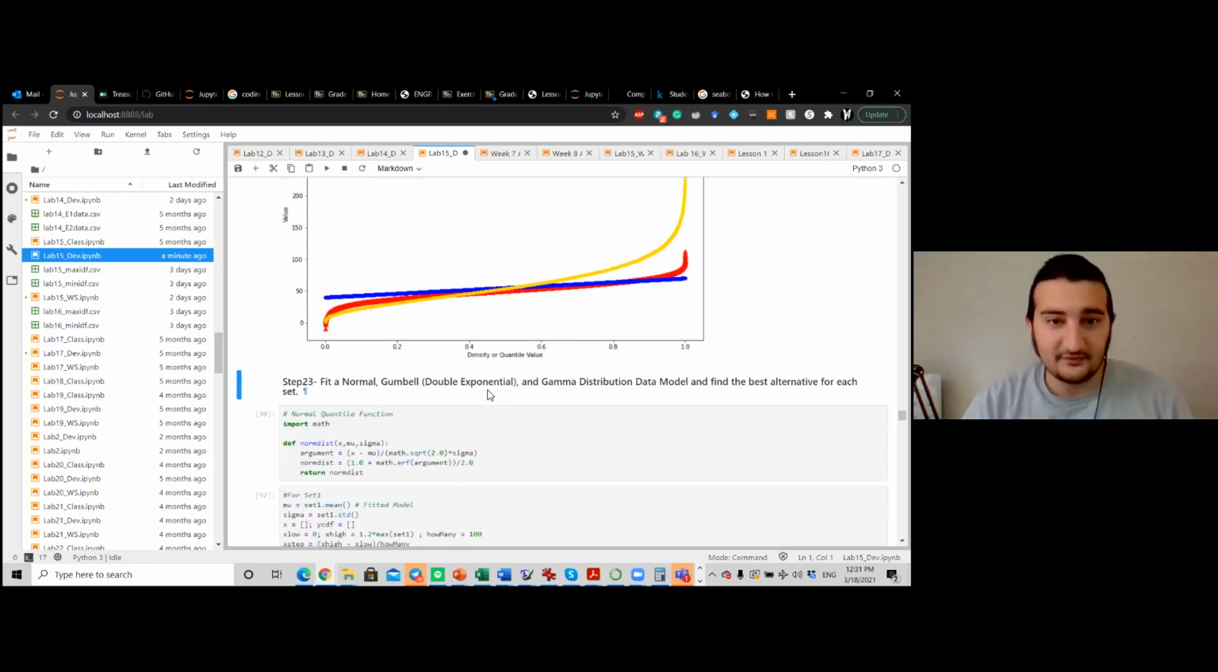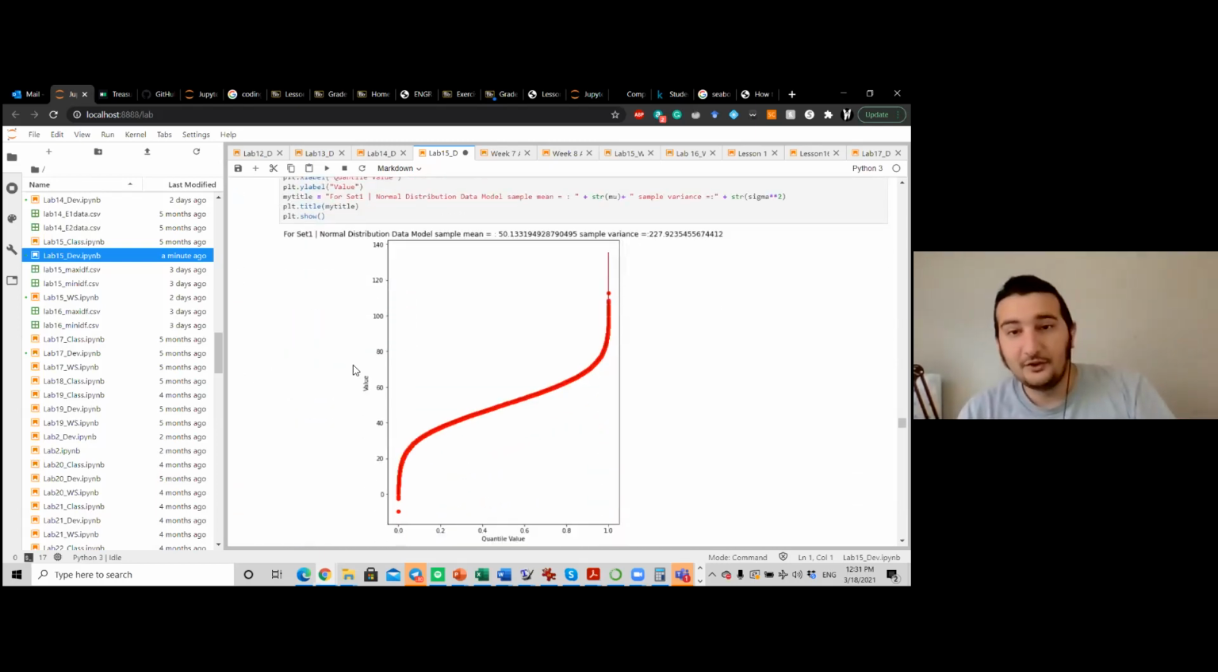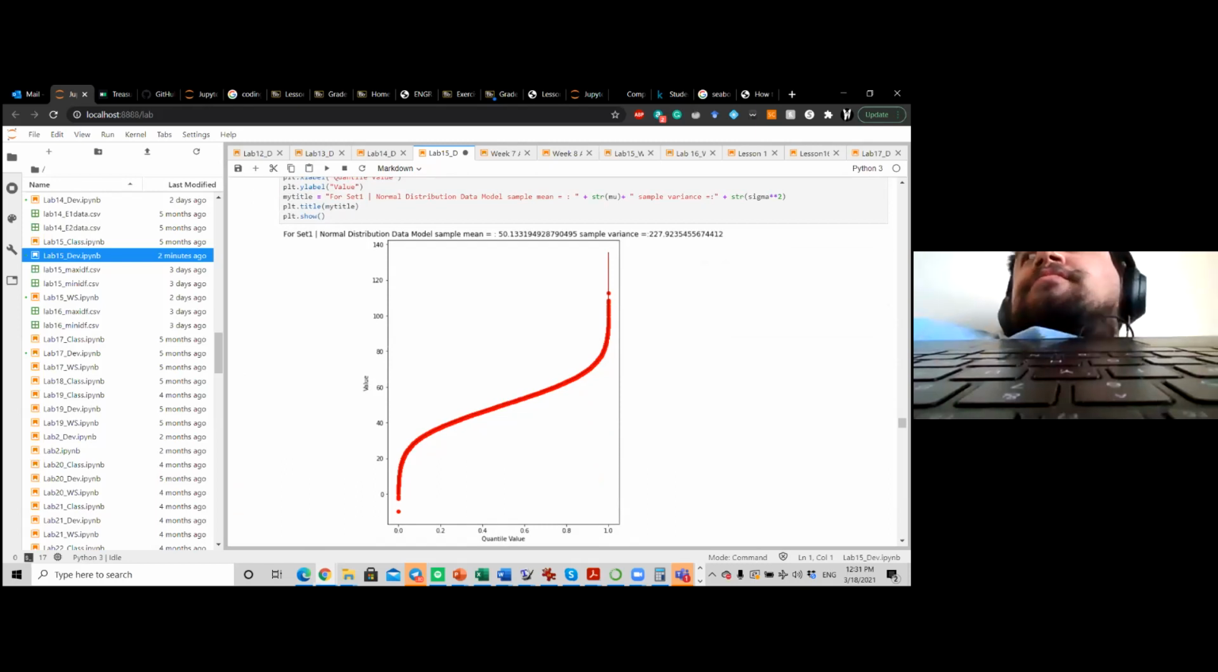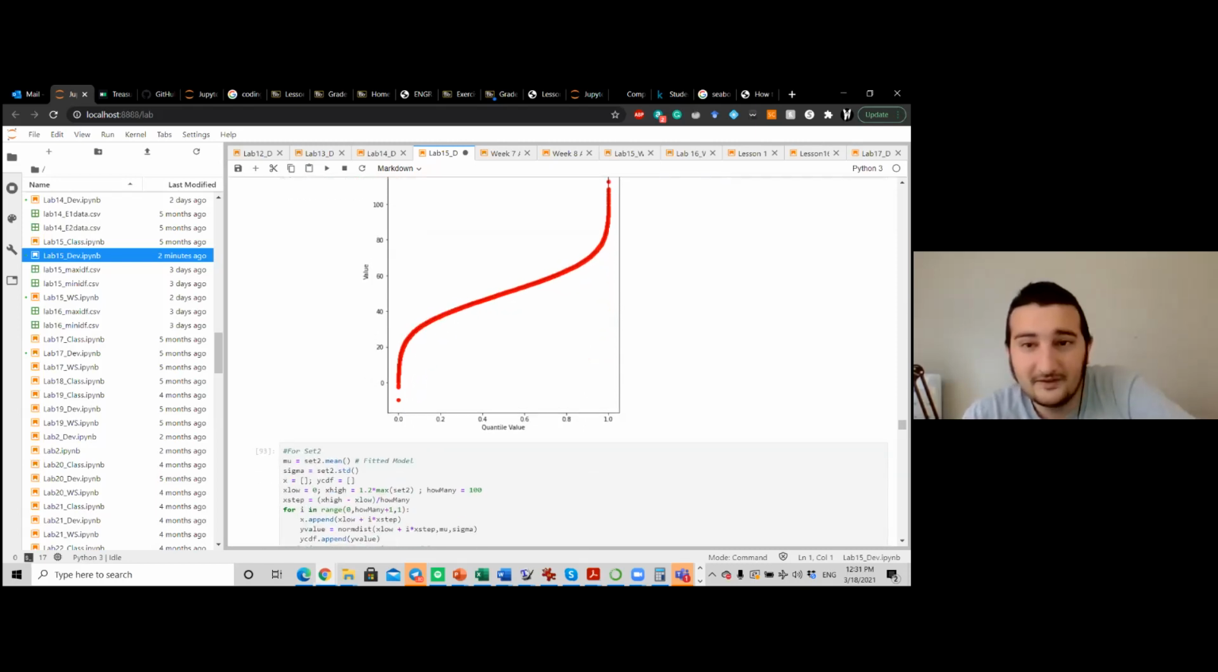Now, let's do the same thing. Fit a normal, Gumbel, and Gamma distribution. Normal distribution on set one. How do you feel about this fit? Caden, are you with us? It's all right. So it looks beautiful. I agree. Do you think it is a good fit? Yes. That's a very good fit. Yeah, that probably is literally a perfect fit.